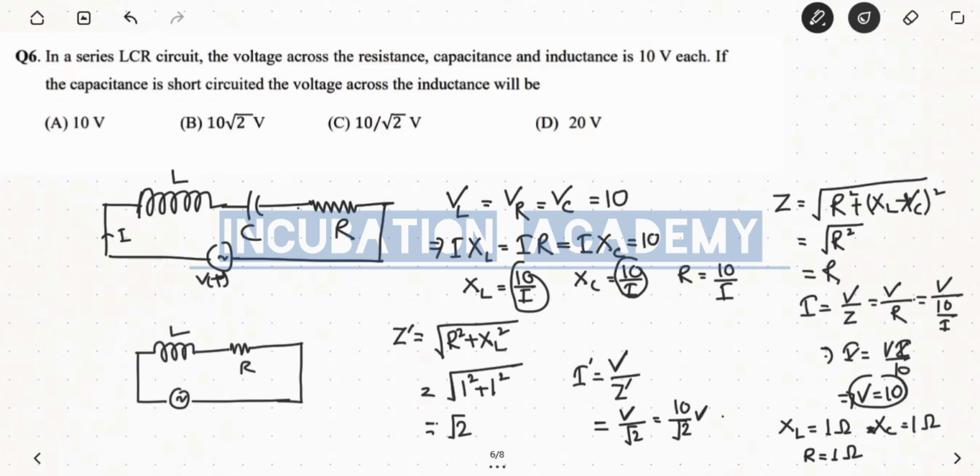So now the current has changed, and that is I prime, and the value we have just calculated is 10 by root 2 ampere. What is the voltage across this inductance? The voltage across this inductance is I multiplied by XL. I is 10 by root 2, and XL is 1, so that will be 10 divided by root 2 volt. Now option C is the correct option. Thank you, all of you.